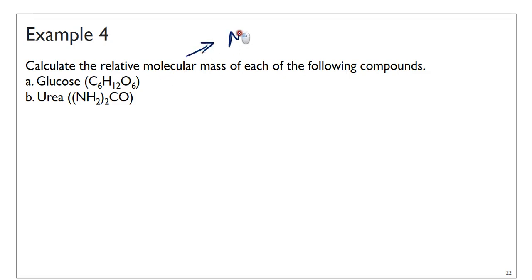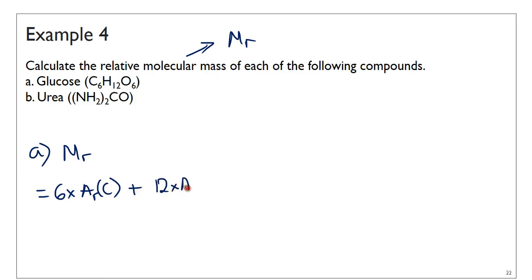What is this called? Mr? This is terrible. Anyway, of each of the following compounds. So we'll start with glucose. So glucose has 6 carbon. So 6 times the relative atomic mass of carbon plus 12 times the relative atomic mass of hydrogen.